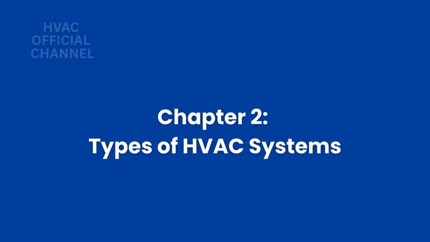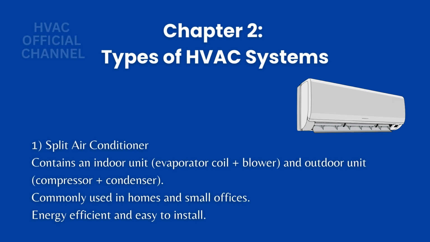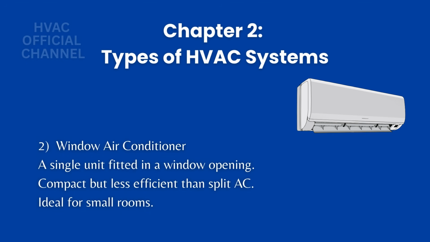Chapter 2. Types of HVAC systems. 1. Split air conditioner contains an indoor unit, evaporator coil and blower, and outdoor unit, compressor and condenser. Commonly used in homes and small offices, energy efficient and easy to install. 2. Window air conditioner, a single unit fitted in a window opening. Compact but less efficient than split AC.